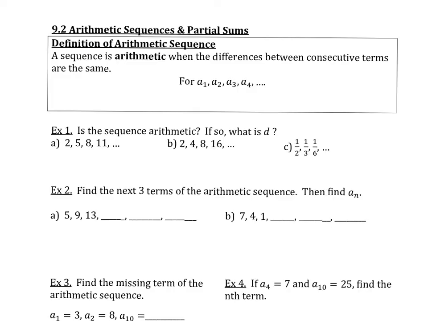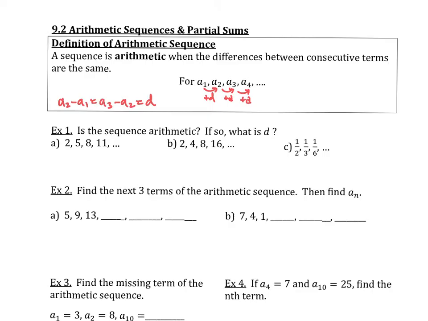A sequence is arithmetic when the differences between consecutive terms are the same. So if this was my sequence a1, a2, a3, a4, etc., if I went from a1 to a2, I add some value d, and then I add d the next time, and I add d the next time. And d could be negative, but d would represent the difference. If you need to find the difference, you could also do a2 minus a1, subtract any two consecutive terms, and you should figure out what the difference is in that sequence.